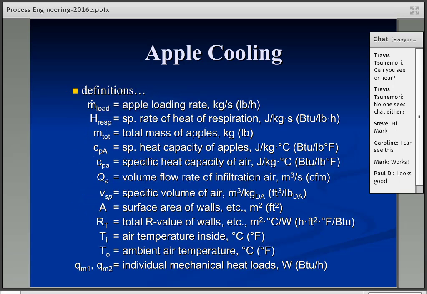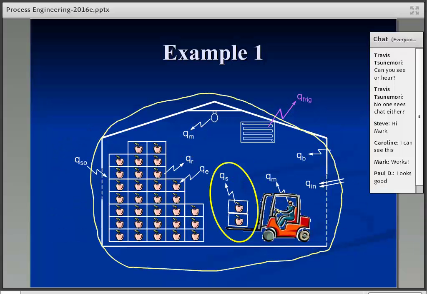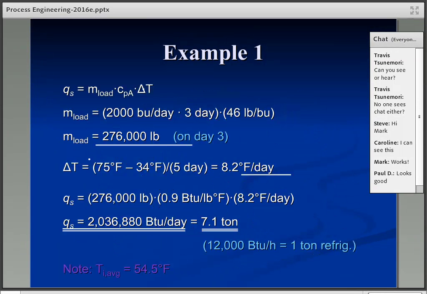Okay, this is sort of a reference slide for this problem, with definitions of all those terms you just saw on the last slide, so you'll have them. So a specific problem that we can calculate here, given the same data that we already talked about: what's the sensible heat load from the apples on day 3? That's one term, the sensible heat load of those apples coming in. What is that on day 3 based on the problem statement? Circle the term there. It's being carried into the refrigerated space.